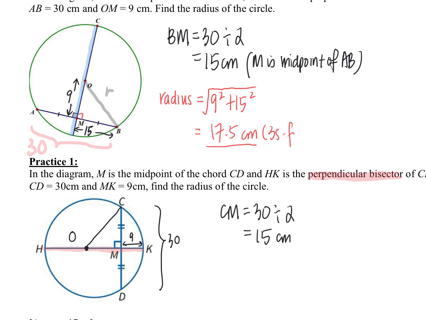Okay, so this is 15. Okay, this part here is 15. Then, based on the info I know, it seems that I don't have enough information. But you want to have a relationship between this line and this line. These 3 sides.